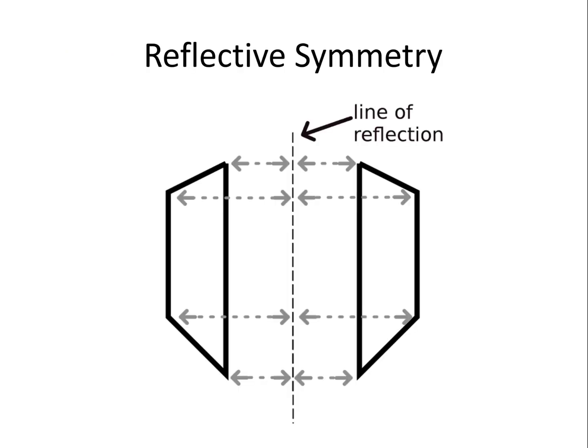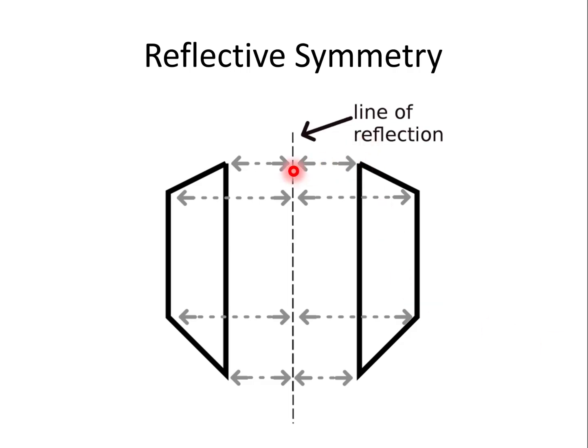Reflective symmetry. A line of reflection can be thought of in 3 ways. A mirror line. If I put a mirror here, what I see in the mirror is exactly this here. A fold line. If I fold along the fold line, everything here is exactly on top of everything here. A line where every point on one side of the line has a corresponding point the same distance from the line on the other side.